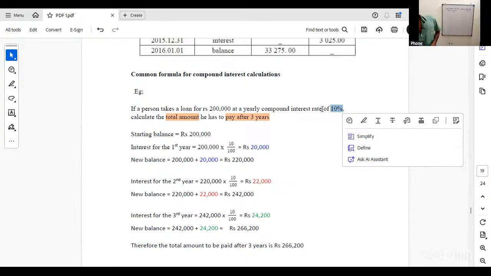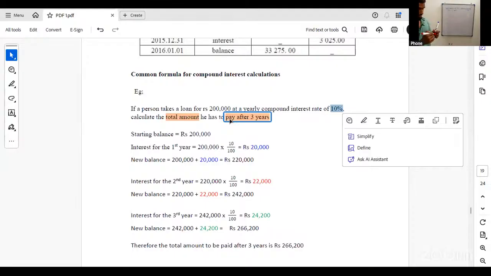Now they say to calculate the total amount he has to pay after 3 years. So how many years here? 3 years. So we have to put it to the power 3. If they ask 4 years, then you have to put to the power 4. If they ask something like 10 years, it means to the power 10. Understood? Now they ask to pay for 3 years, which means to the power 3.